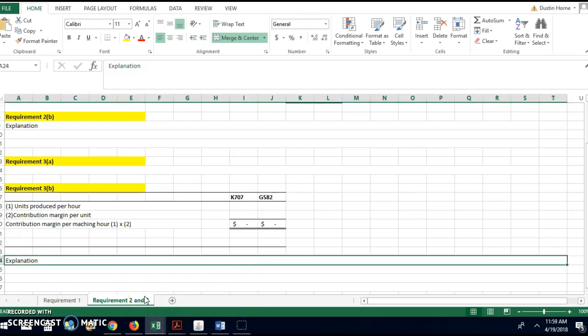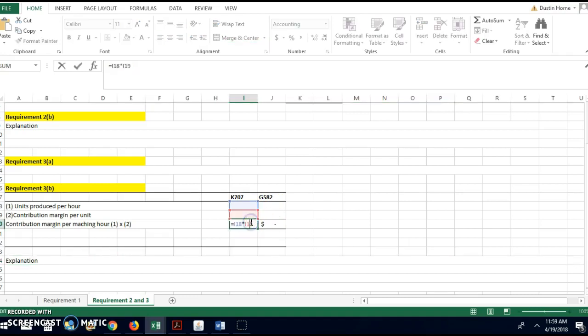Okay, I'm not sure what happened there, but I was just saying how you would take your units produced per hour, which was 40 and 62, and your contribution margin per unit, which is 60 and 29, and these would be multiplied, and that would give you your answer there.